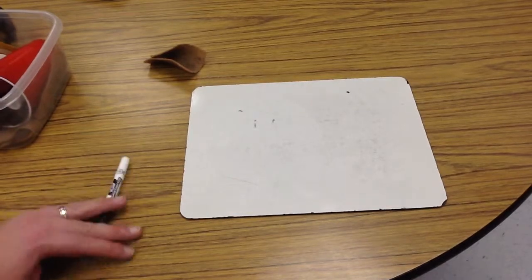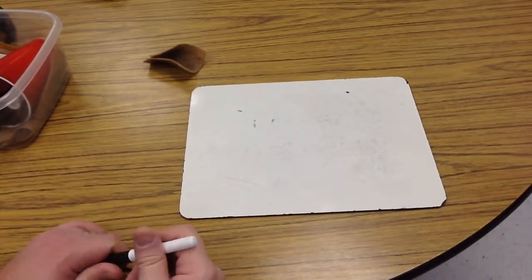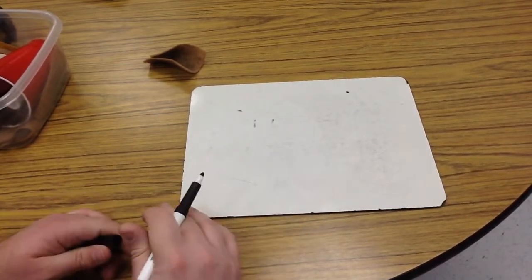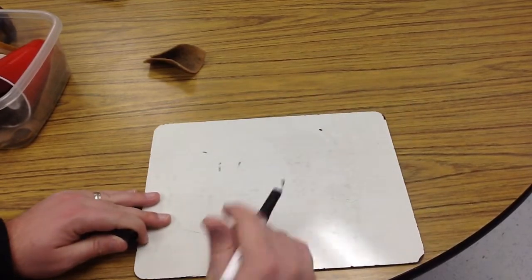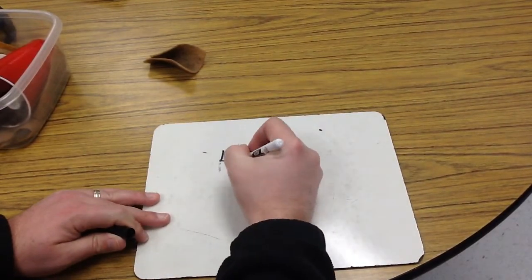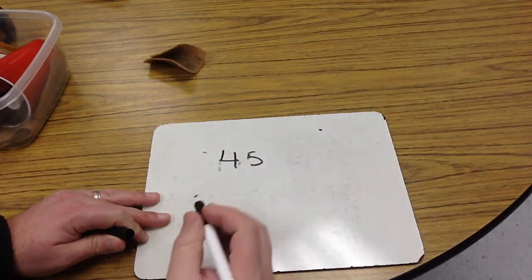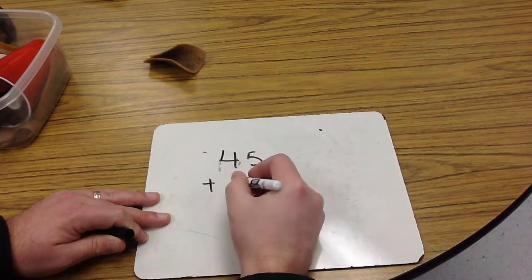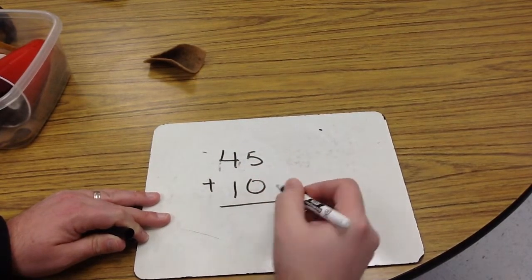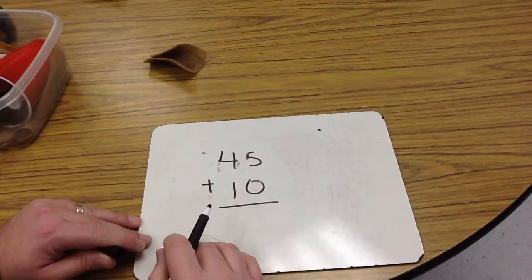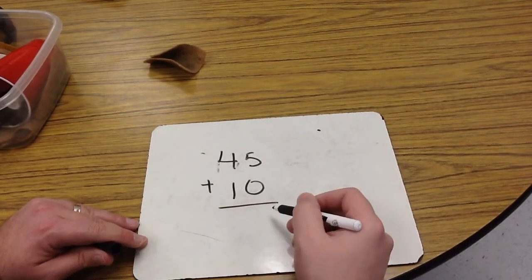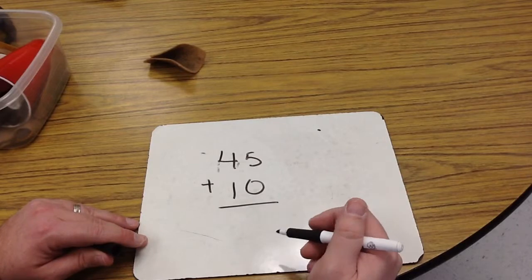So today we're going to be doing some plus tens to numbers using two-digit numbers. So if I start out by writing the number 45 and I want to add 10, I need to make sure that I realize that these numbers are two-digit numbers. Well, what does that mean?